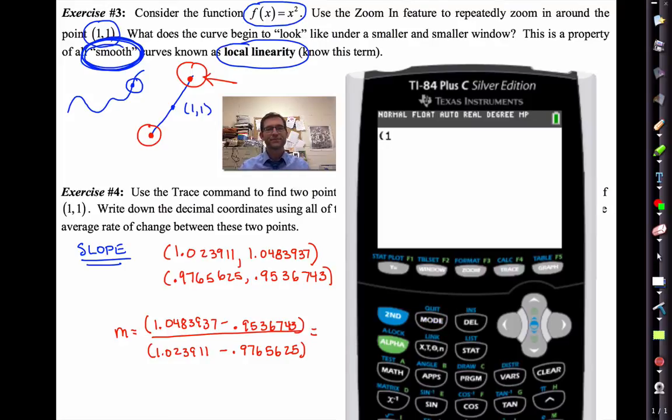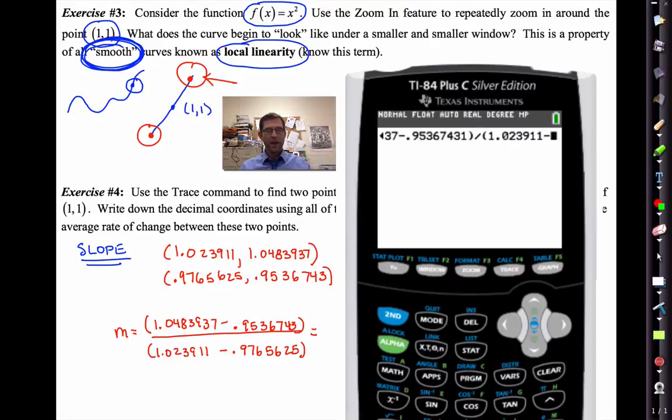Use good parentheses here, and you can do it all at once. It takes a little while, though. 1.048337, 0.9536743, 1.023911. Long, messy decimals, they're terrible. Once I've got it all typed in, then I can hit enter.